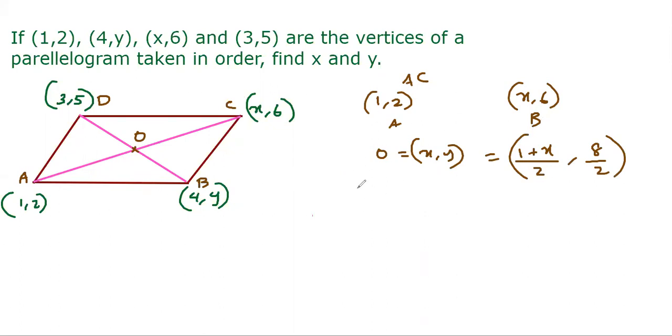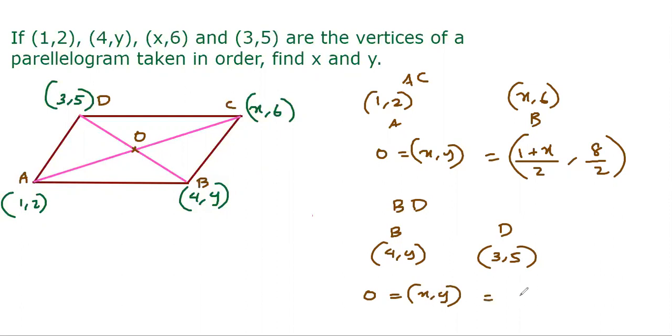Now again O is the midpoint of the diagonal BD also. So now you consider BD. Now the point B is (4, y) and D is (3, 5). Now again the midpoint O, that is (x, y), will be equal to ((4 + 3)/2, (y + 5)/2). So these 2 coordinates, ((1 + x)/2, 8/2) and ((4 + 3)/2, (y + 5)/2), refer to the same point O. So you can equate the x coordinate and the y coordinate, through which you can find the values of x and y.